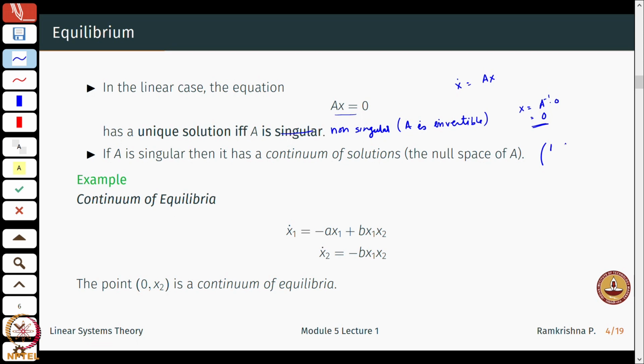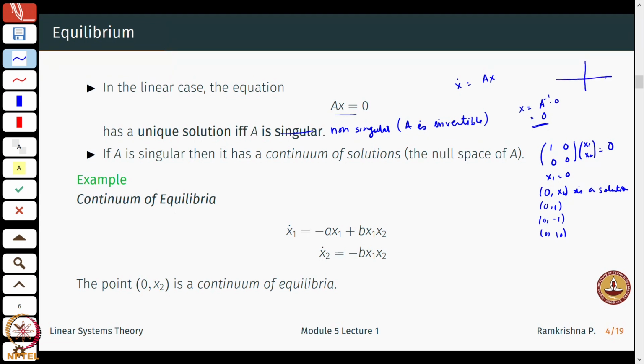Let us say I take an example like this, x1 comma x2, and I am looking for this to be 0. If I just solve for this, what do I get? That x1 equal to 0 and I do not get any expression for x2, which means that 0 comma x2 is a solution to this. What do I mean by this? It could be 0 comma 1, 0 comma minus 1, 0 comma 10 and so on, all solutions to this equation.